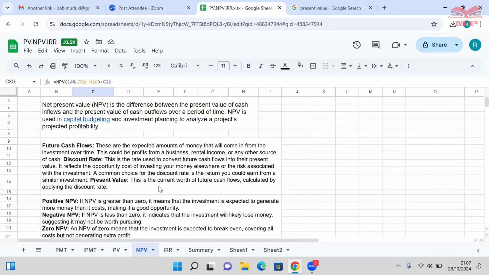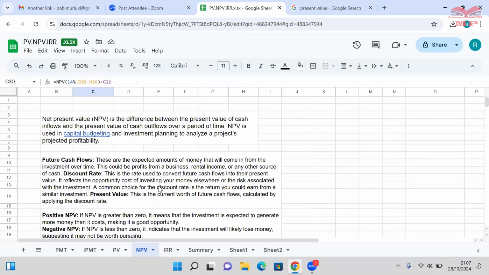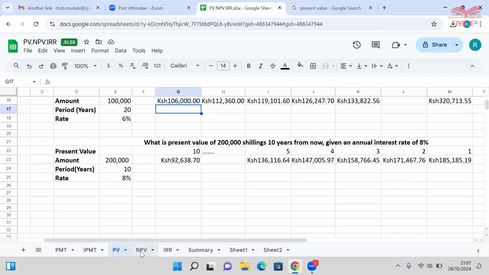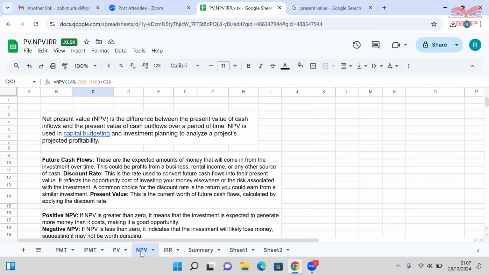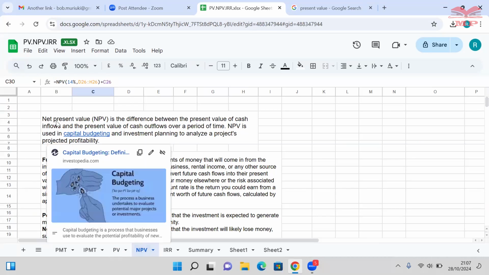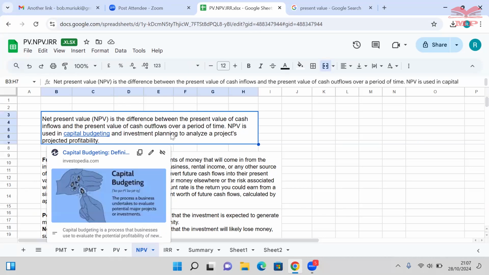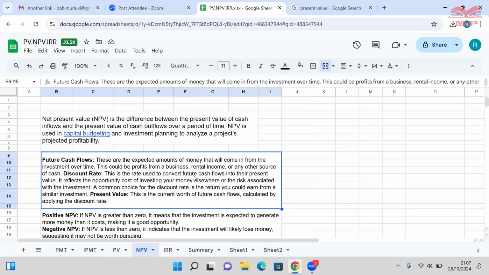It is the net present value. Again, it's even easier to understand than the PV. Okay, it's a much easier calculation. But it has a summary. Let's read what it is. The net present value is a difference between the present value of cash inflows and the present value of cash outflows over a period of time.